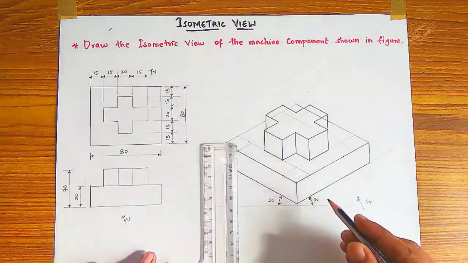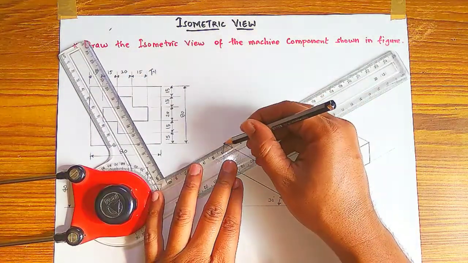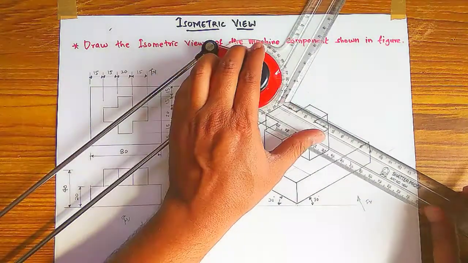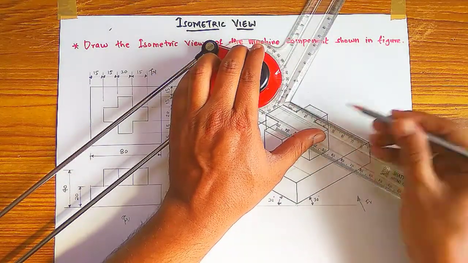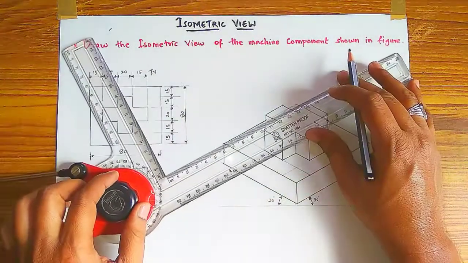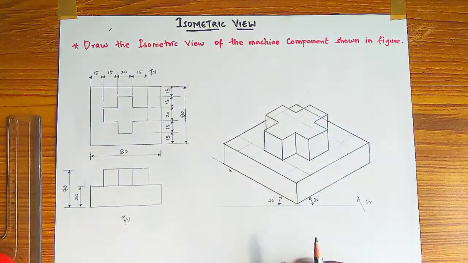Okay, and this is the square shape, and the complete square I will make somewhat dark to give you correct visibility of this figure. And this is the complete solution of this problem.